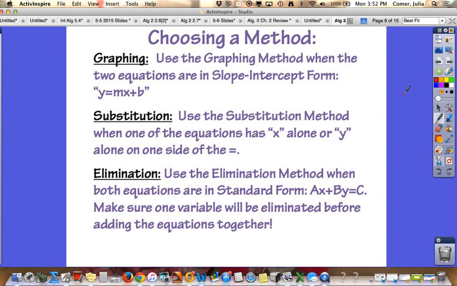So choosing a method, we can choose the graphing method when it's pretty easy to graph and both of our equations are in the y equals mx plus b form. The substitution method works out really great if I have an x or a y alone on one side of the equal sign. And the elimination method works when they're both in standard form.